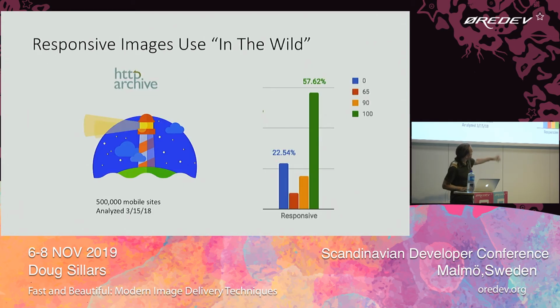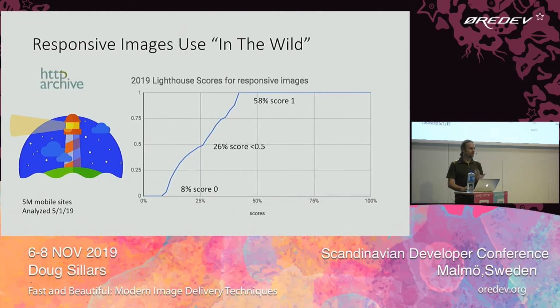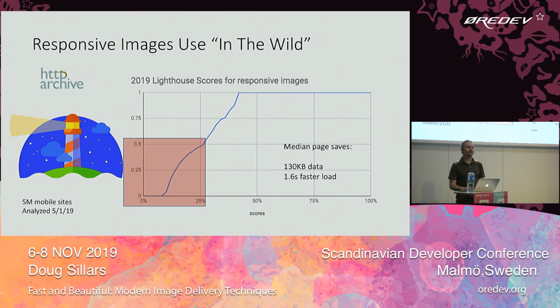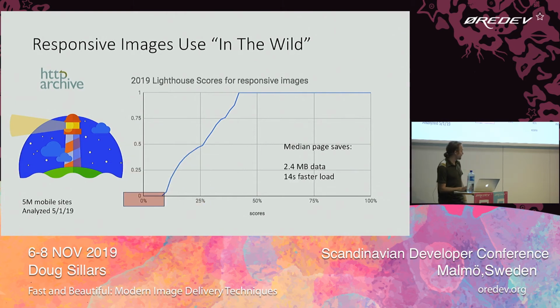Responsive images, a year ago, 57% of the web passed. This year, we're at 58%, so really no change. And again, a quarter of the web is failing. We're looking at about 1.5 seconds faster if we could make our images responsive to mobile devices. Again, for these people down here, the 8% that are completely failing, we're looking at 2.4 megabytes, 14 seconds faster. So lots of ways we can take individual images and optimize them and make them look awesome.